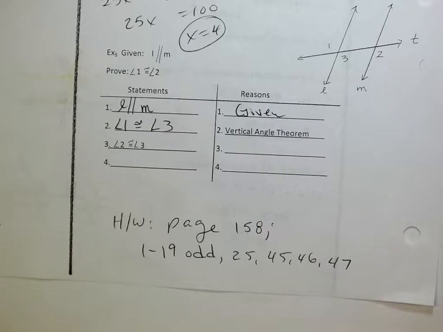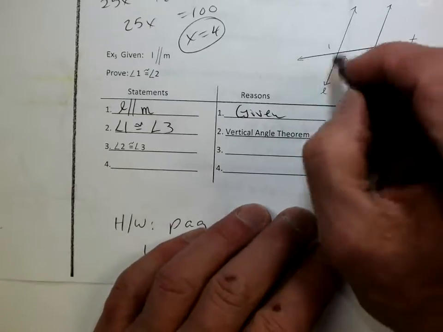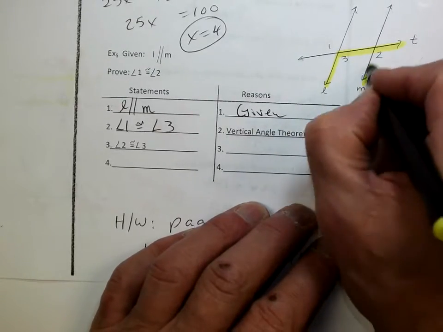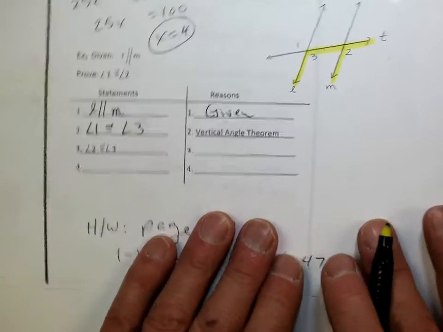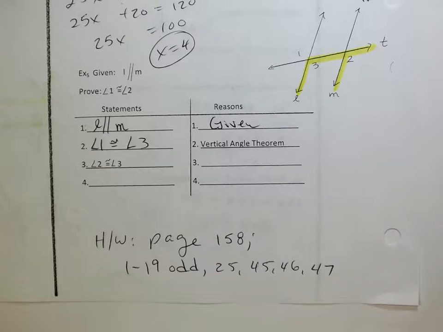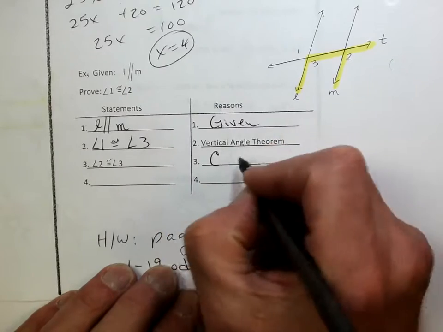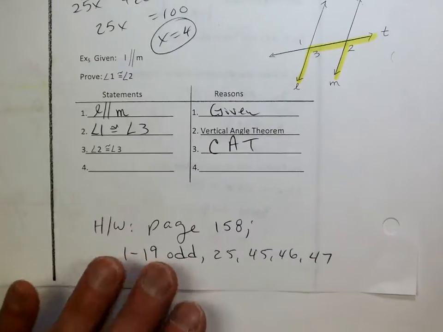Nah, let's go back to our parallel lines. Let me draw a picture, okay? What do you see? It's corresponding. Nice job, Kurt. It's the C, which is the corresponding angles. So we're just going to go C-A-T for corresponding angles, okay?